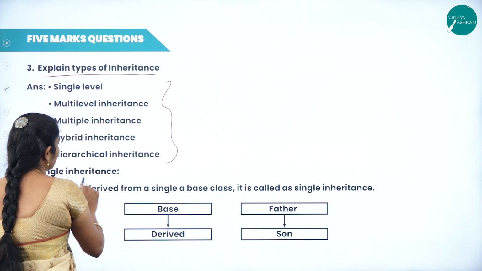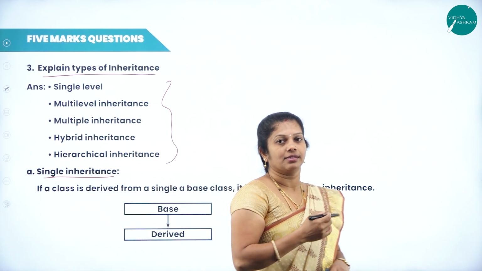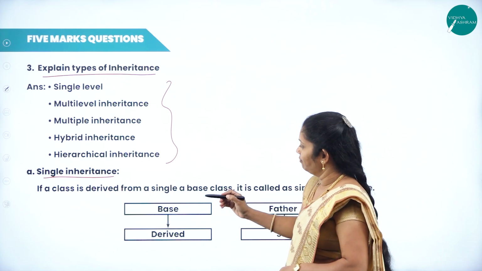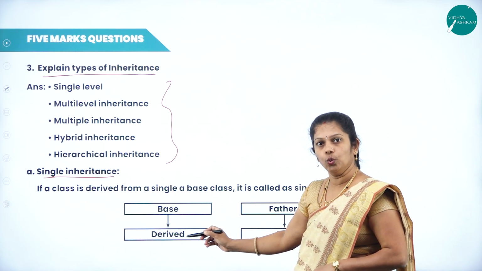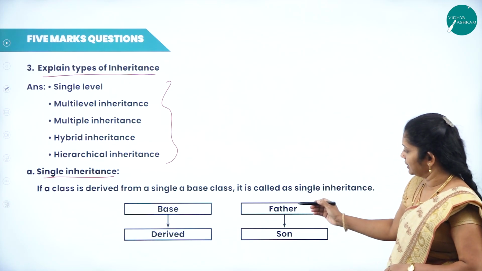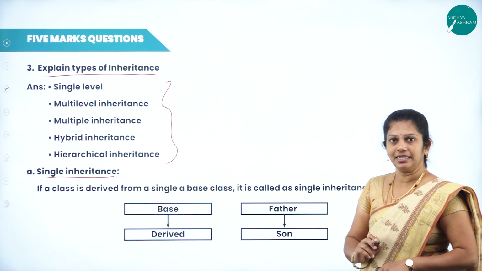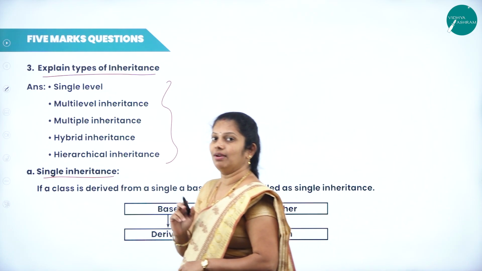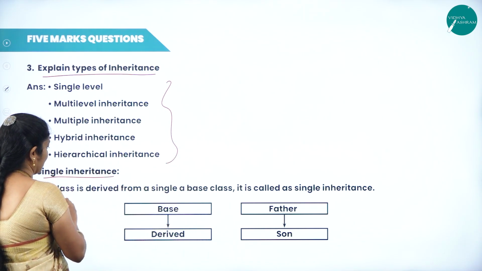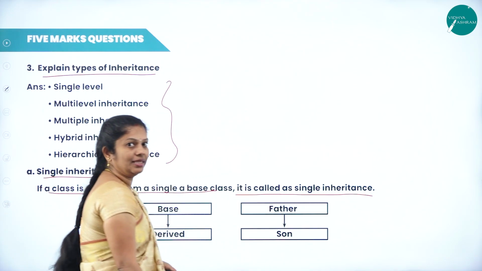The first one, single level or single inheritance. What do you mean by this? In this, we have only one base class and only one derived class. For example, here we have base and only one derived class. From this, the properties of base will transfer to the derived class. For example, father properties will transfer to son. This is the base class and this is the derived class. In single level inheritance, we have only one base class. That is, if a class is derived from a single base class, it is called single inheritance.